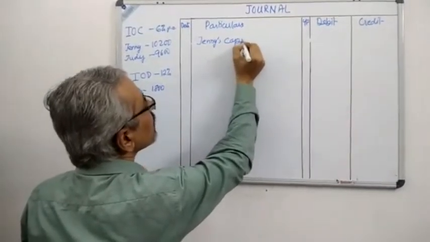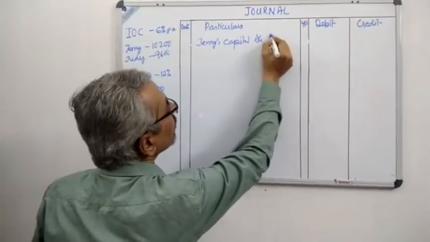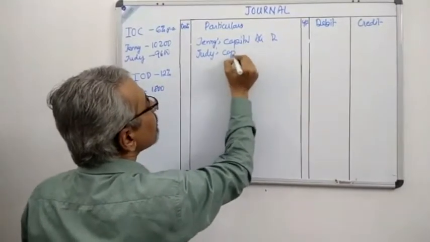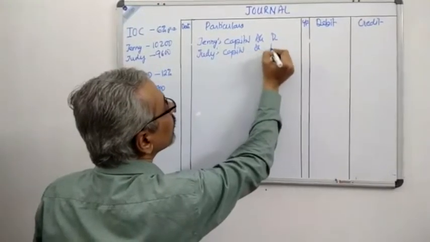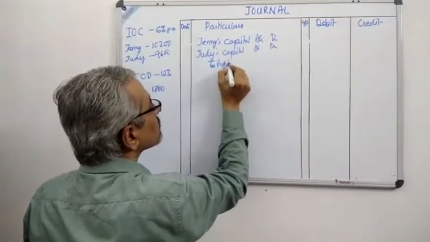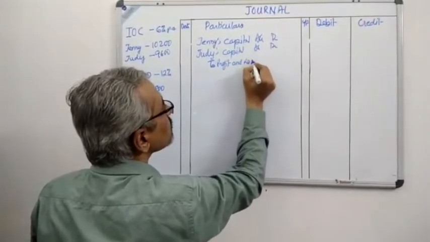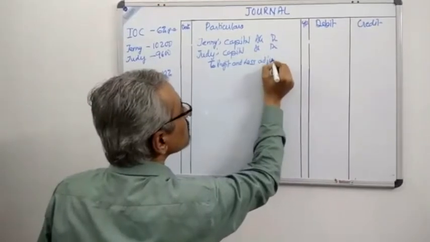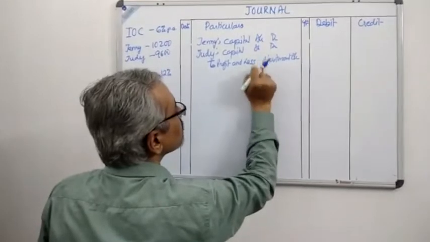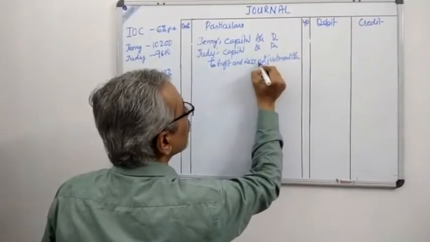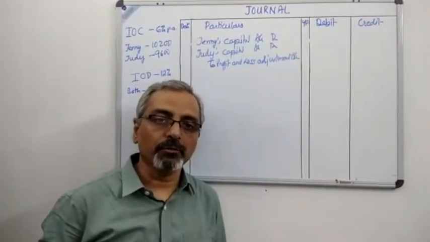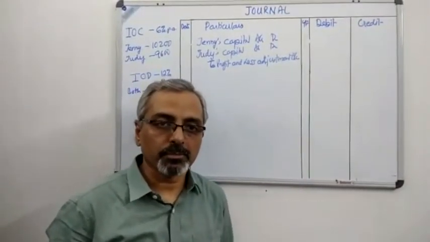Jenny's capital account debit, Judy's capital account debit, to profit and loss adjustment account. Okay, so be very careful. We are making adjustments, and therefore the journal entry will be going to the profit and loss adjustment account.